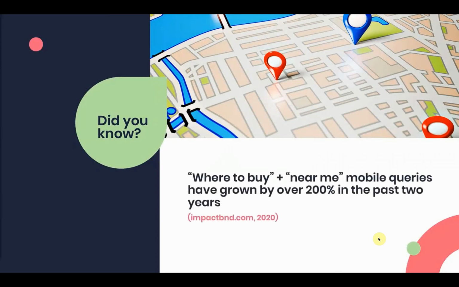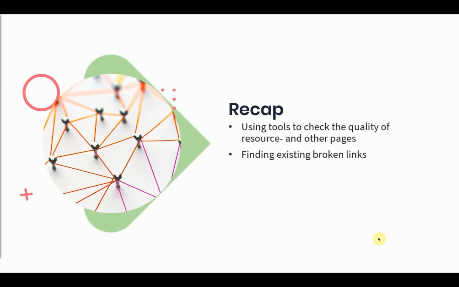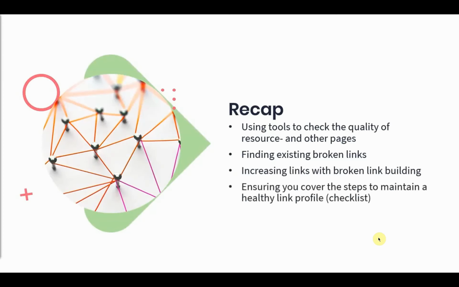Let us just quickly recap lesson 5. We looked at tools to check the quality of resource and other pages. We looked at finding existing broken links. You now know how to increase links with broken link building. And we covered the steps to maintain a healthy link profile. We also included a little checklist at the end.